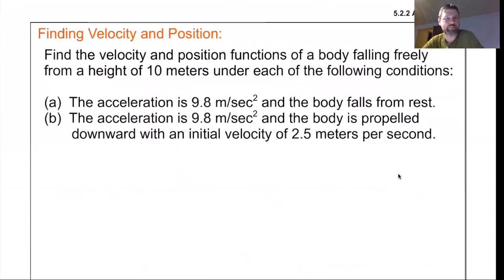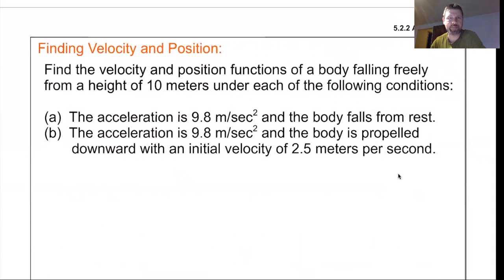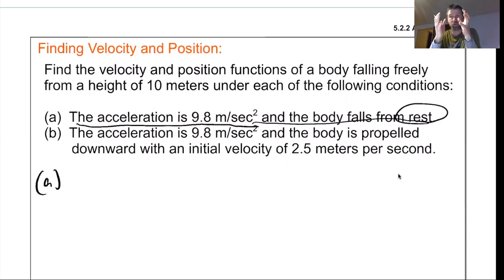Last type of problem, finding velocity and position. Find the velocity and position functions of a body falling freely from a height of 10 meters under each of the following conditions. So I've got this problem. We're going to do the problem twice apparently. A, the acceleration is 9.8 meters per second squared, and the body falls from rest. Falling from rest means you just hold it, it's not moving, and then it falls.